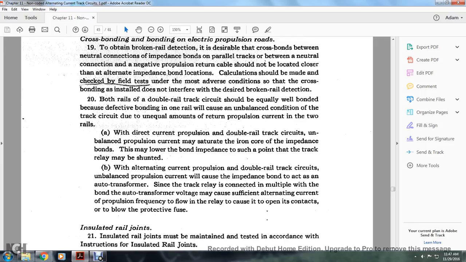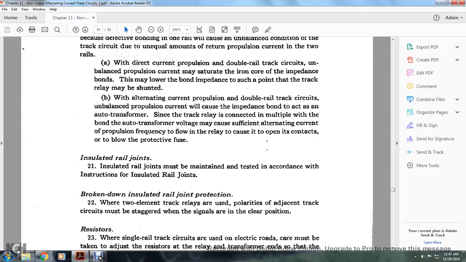B. In alternating current propulsion double rail track circuits, unbalance in the propulsion return will cause the impedance bond to act as an autotransformer. The track relay is connected in multiple with the bond and autotransformer. The voltage may cause sufficient alternating current at the propulsion frequency to flow through the relay, causing the opening of the contacts or the blowing of the protective fuses.